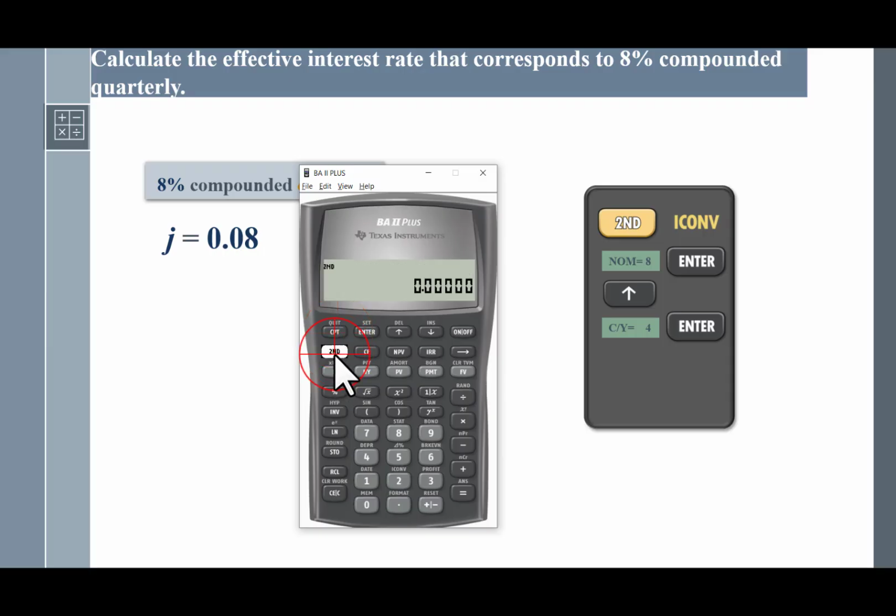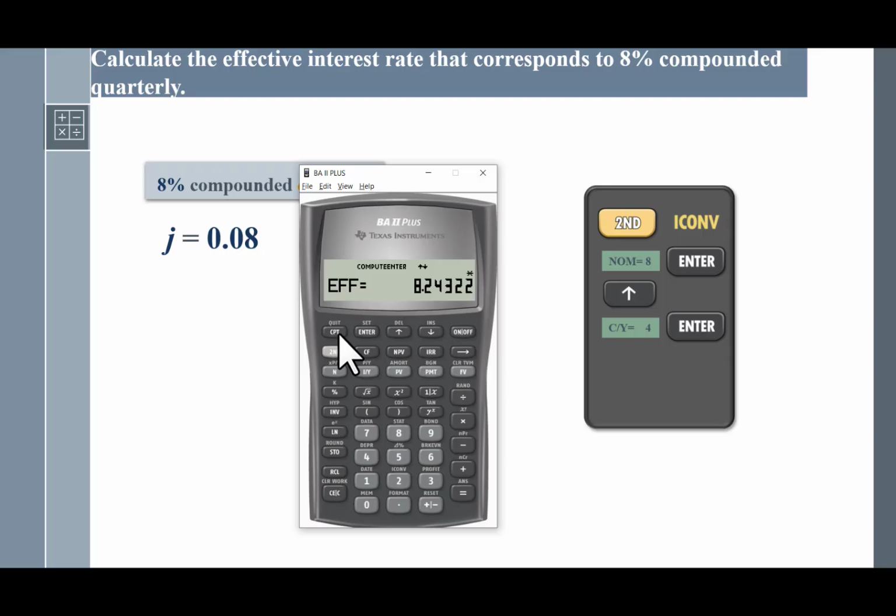So we're going to go back, second, icon V. Nominal is 8. Enter. We're going to go up. CY is 4. Enter. We're going to go up and press CPT, which is 8.24322%. One more time. So 8% compounded quarterly is equivalent, the same as 8.24% annually.